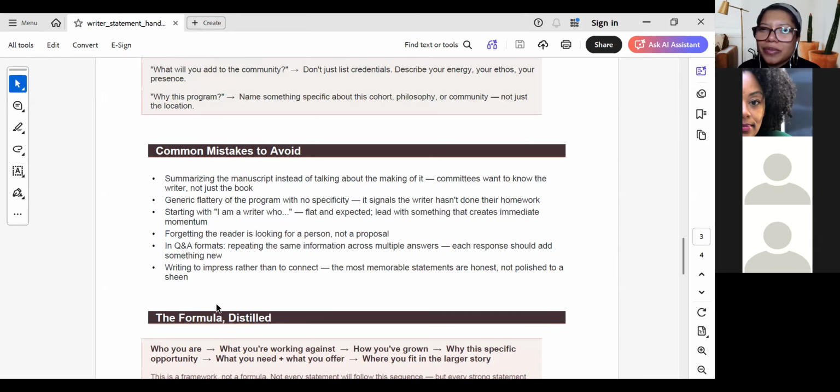Starting with "I'm a writer" is flat and expected. Lead with something that creates some type of momentum. Even sometimes starting with a story kind of works too as you get into it. Sometimes you can fall into forgetting that the reader is looking for a person. In Q&A formats, you want to make sure you don't repeat the same information. And then writing to impress rather than connect. You can have a lot of pretty prose that says absolutely nothing. Make sure that it's polished and well written, but that your personhood and vulnerability is also coming through.